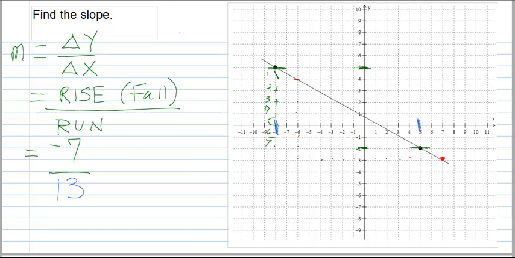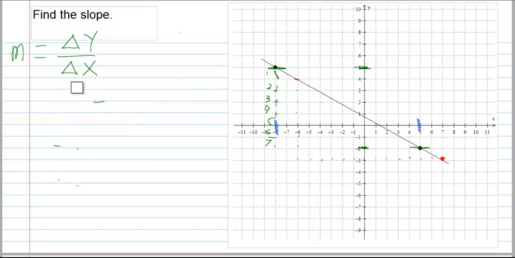Now, I strictly did this by looking at the picture and counting the rise over the run, but there is actually a formula for doing this. So let me show you, using a formula, how you could actually find this. We'll leave our change in y over change in x, and we'll look at the way the formula is written out, and you'll see that we're actually doing the exact same thing.